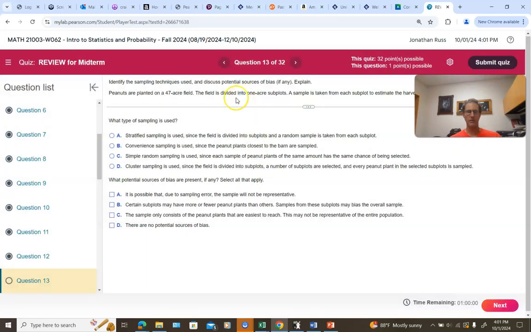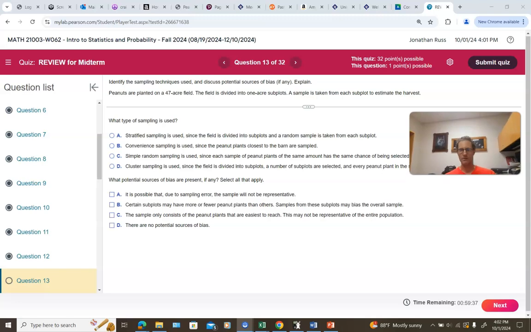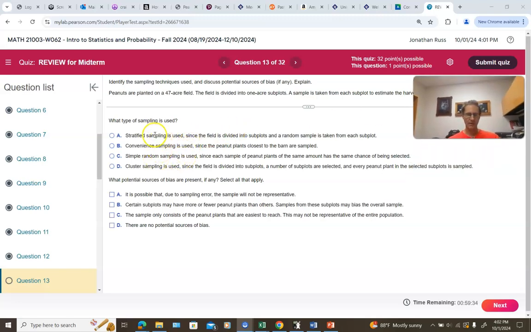And number 13 here. The same type of question. Identify the sampling technique used. It says peanuts are planted on a 47 acre field. The field is divided into 1 acre subplots. The sample is taken from each subplot to estimate the harvest. I think that this one is going to be stratified. It's not convenience. It's not simple random sampling. The only other thing that it could be is cluster sampling.